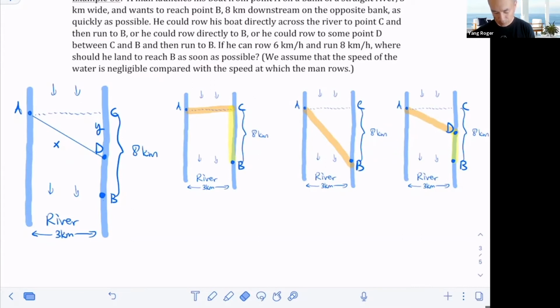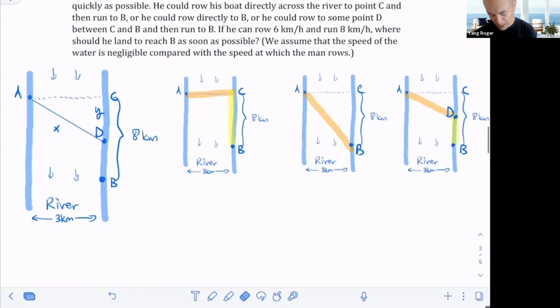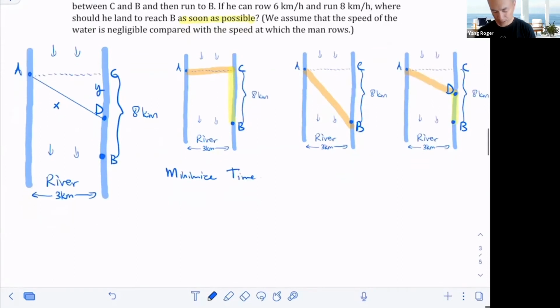So what is it that we're trying to minimize or maximize? Does anybody want to tell me? What are we trying to minimize? Well, it says as soon as possible, right? So when I see as soon as possible, we're trying to minimize time. Exactly. So what's the time going to be? The time is going to be equal to the rowing time plus the running time.